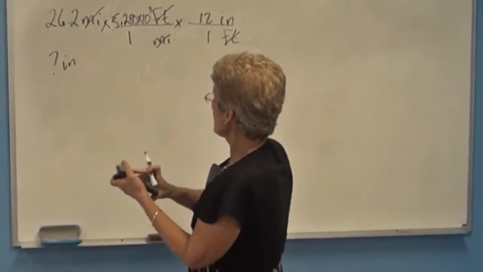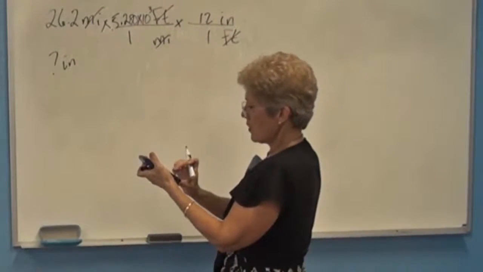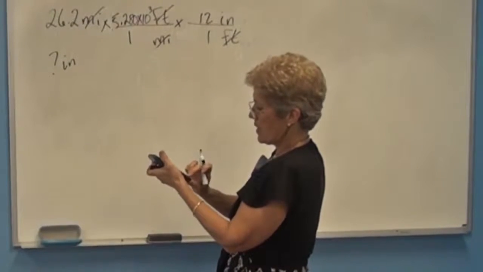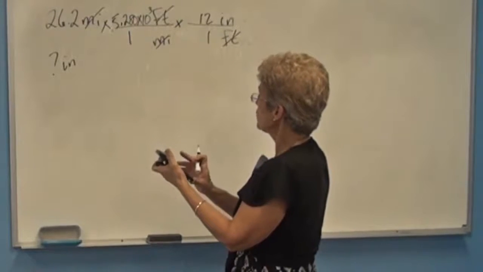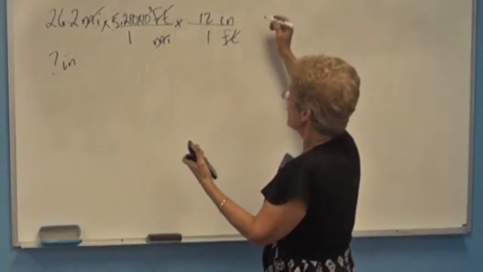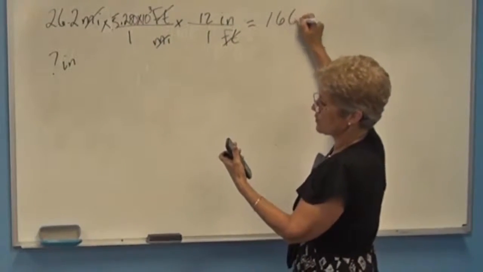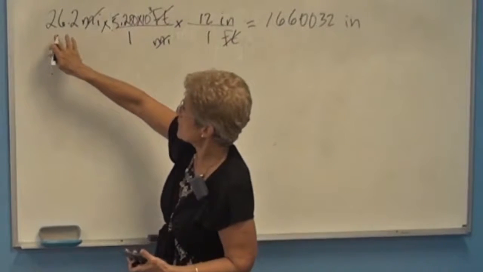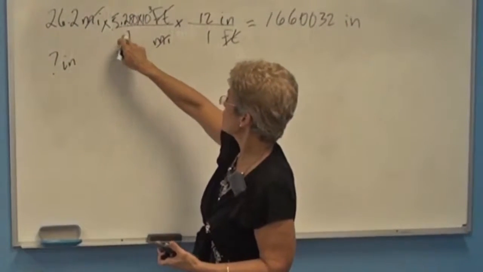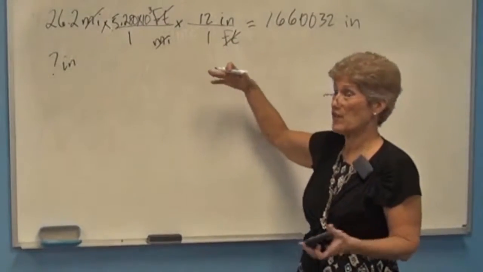So we're going to take this and we're going to go 26.2 times 5,280 times 12 equals, that's going to give me a big number. I'm going to put it here so you can see it, 1660032 inches. But I'm limited to 3 significant figures here. This one has 4, that one has 3. I know that one has 2, but that's supposed to be an infinite number of significant figures.